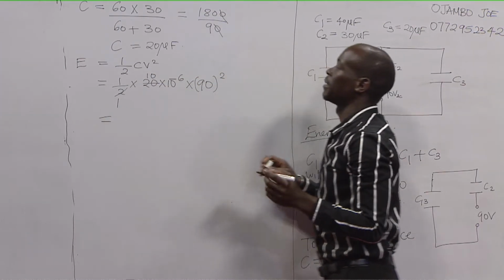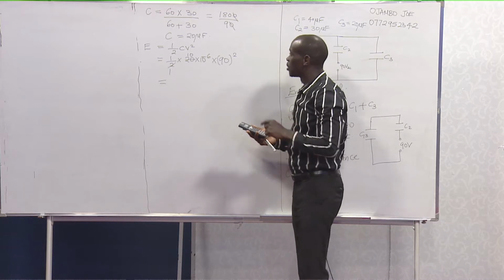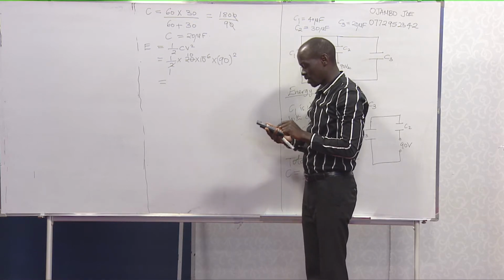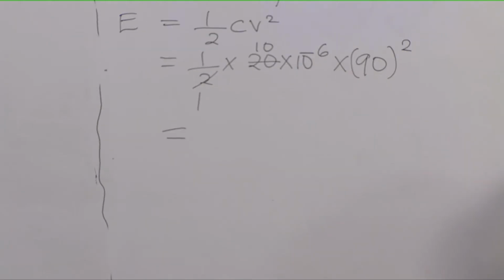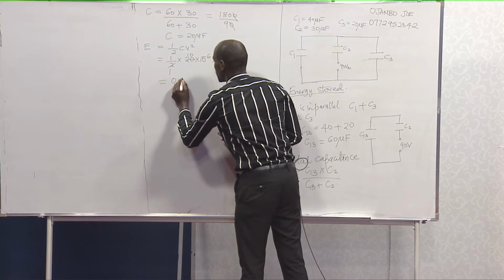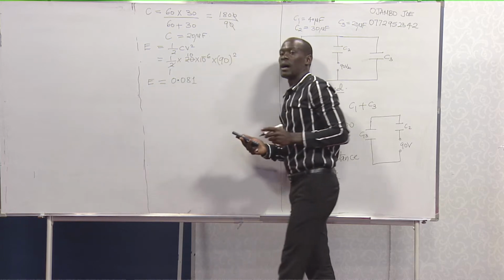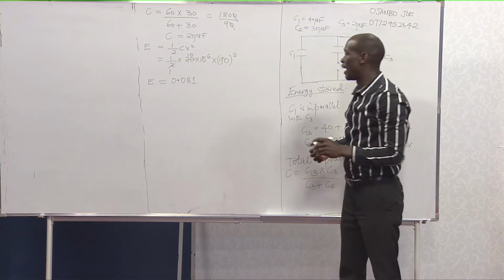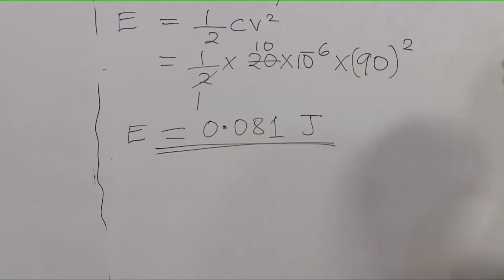When you multiply through and divide, we shall end up with, I carried my calculator, I work out, so that we can ensure we have the same result. And multiplication and division has given me an answer which is 0.081. Now, we are talking about energy stored. And from our basic knowledge, we know energy is measured in joules. So don't forget the SI units. So that means the energy stored when we have this kind of arrangement is 0.081 joules.